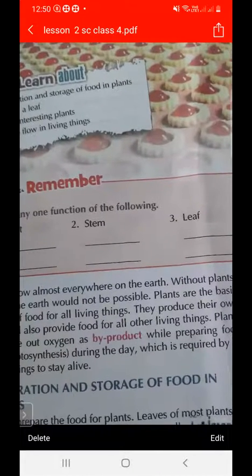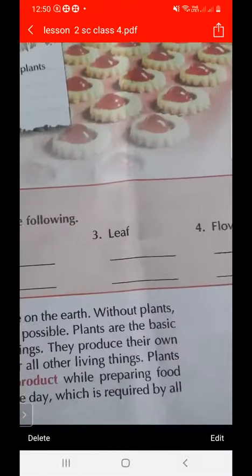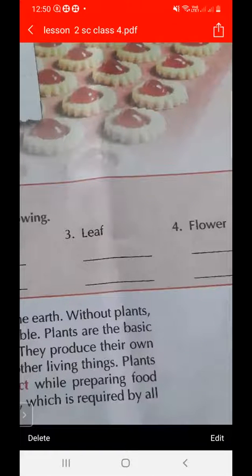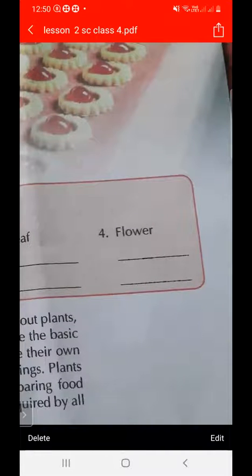Next, what is the function of stem? Stem keeps the plant upright. Next, what is the function of leaf? Leaf helps in making food with the process of photosynthesis. And what is the function of flower? Flowers are the reproductive part of the plant. This is the generating part of the plant.